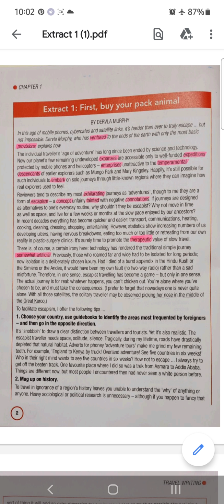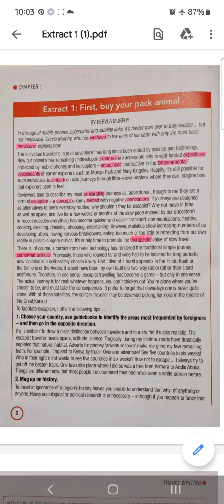If I had died of a burst appendix in the Hindu Kush or the Simiens or Andes, it would have been my own fault, no two-way radio, rather than a sad misfortune. Therefore, in one sense, escapist traveling has become a game, but only in one sense. The actual journey is for real. Whatever happens, you can't chicken out. You can't back down. You're alone where you've chosen to be and must take the consequences. I prefer to forget that nowadays one is never quite alone.